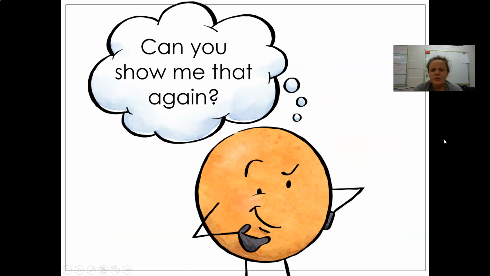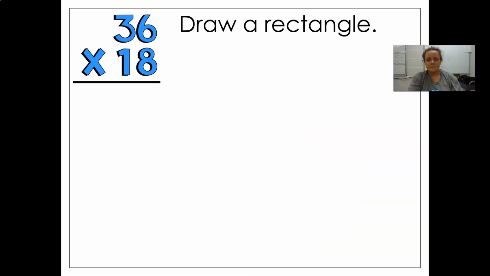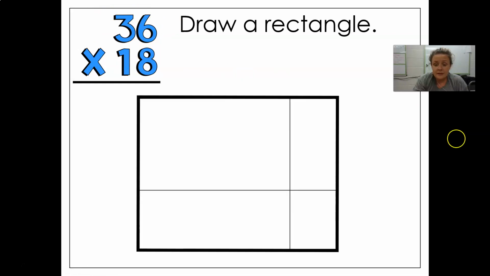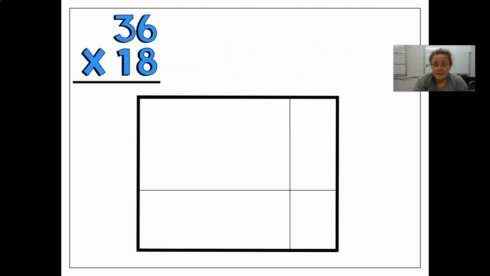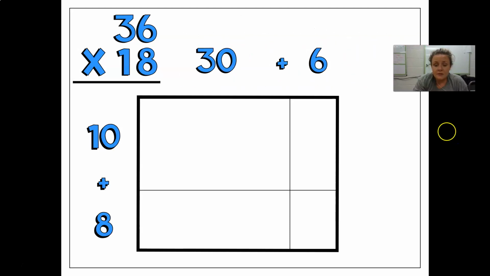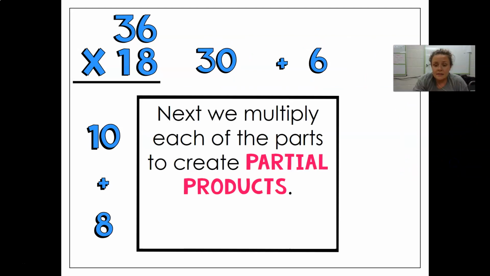Can you show me that again? Of course I can. We're going to draw a rectangle. Since it's a 2-digit by 2-digit, we need a square with 4 smaller squares inside of it. We're going to label each side with the factors, the length and width. So 36 we split into 30 plus 6, and 18 we split into 10 plus 8.